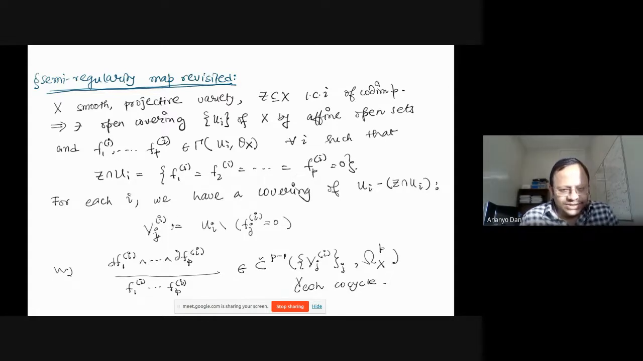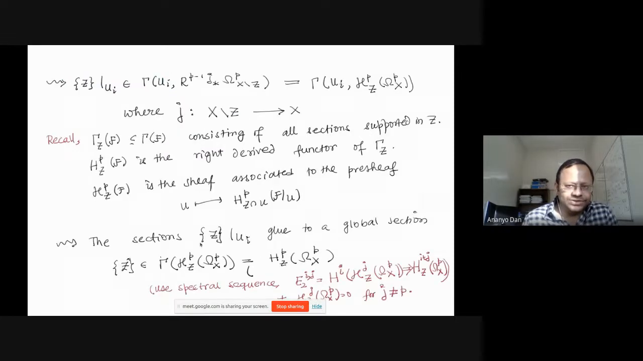Now let's look at the goal. The goal is to look at an element in this cohomology. We want to end up in the cohomology. We already have a theory which gives you a topological obstruction theory without this local support. So if you are looking at H^p(Ω^p_X), we already know that the Hodge class lies in there.